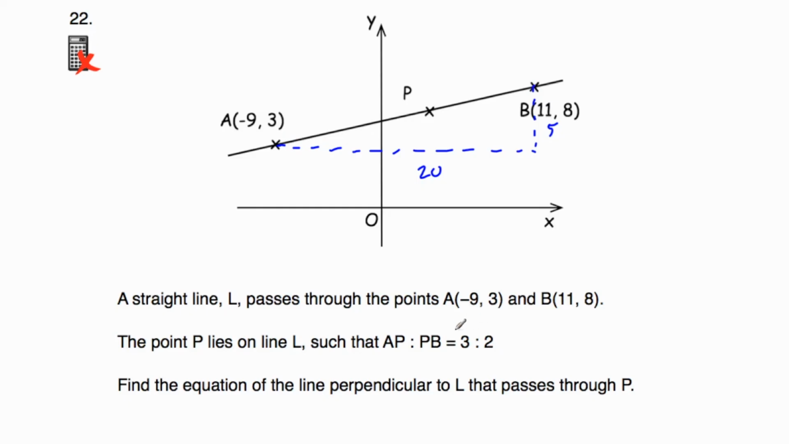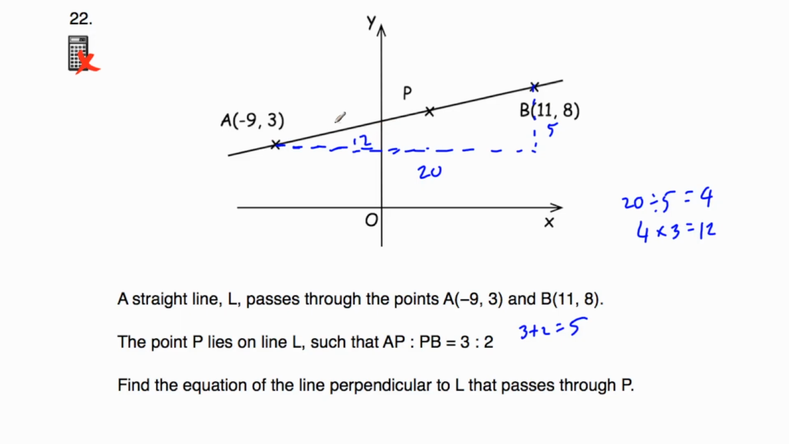Now we can use this ratio to figure out how to get from A to P, because we know the whole distance would be 3 plus 2, which is equal to 5. So if I divide these distances by 5 and then times them by 3, that would tell us how to get from A to P. So let's divide 20 by 5, that's equal to 4, and then times it by this number in the ratio, the 3, the distance from A to P. So 4 times 3 is equal to 12. So instead of going 20 across to get from A to P, we're going to go 12 across.